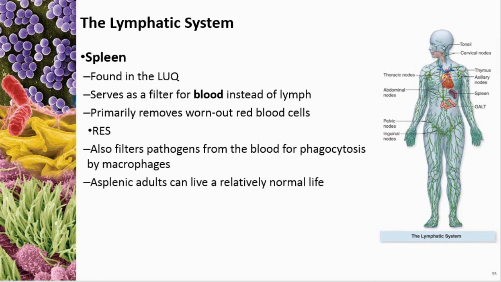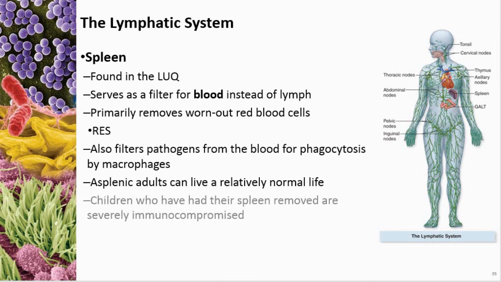So adults that don't have a spleen, it's fairly normal. If you have enough damage to the spleen, they don't even try to repair it. They just take it out because it doesn't really affect your life much. There is some increase in certain diseases for some reason. I'm not entirely sure why. But aside from that, you function fairly normally.